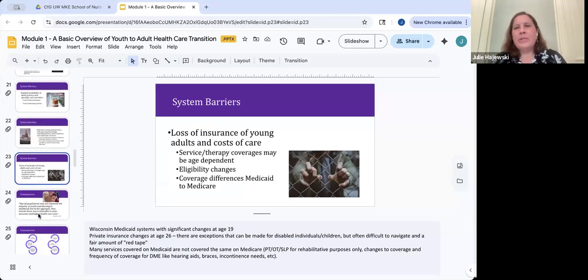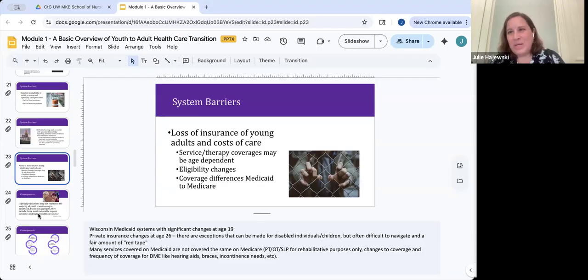One of the other systems barriers is loss of insurance of young adults and costs of care. We probably all are familiar with this when our Wisconsin Medicaid system stops at age 19 and we go to Medicare services. There are significant differences in coverages, and it is really difficult for families to navigate and understand. For example, if incontinence care products were covered by this company under Medicaid for all of these years, how do I obtain those under Medicare and how are they going to be covered?